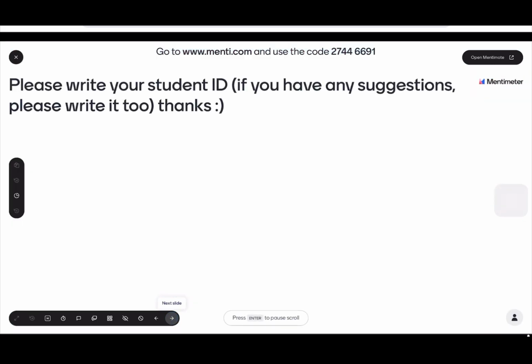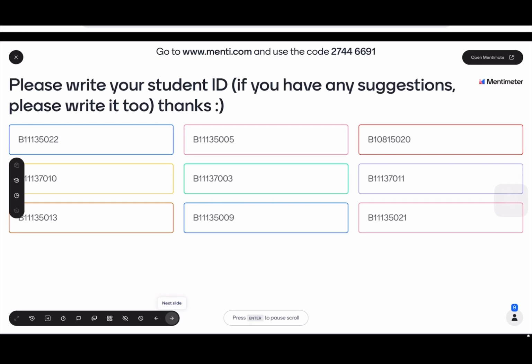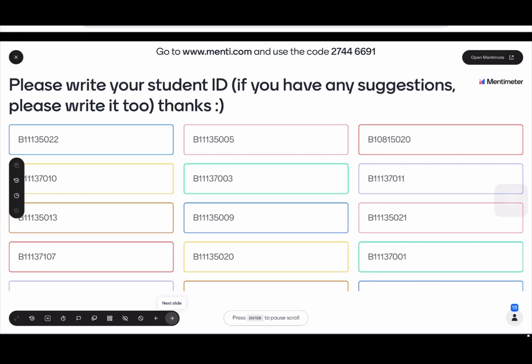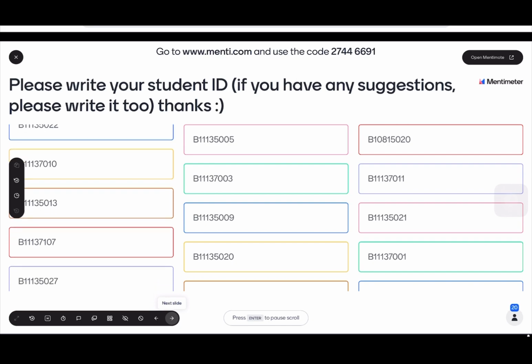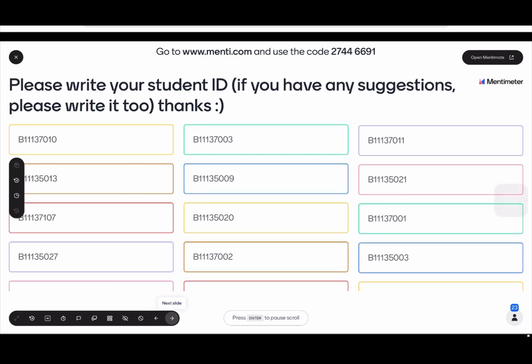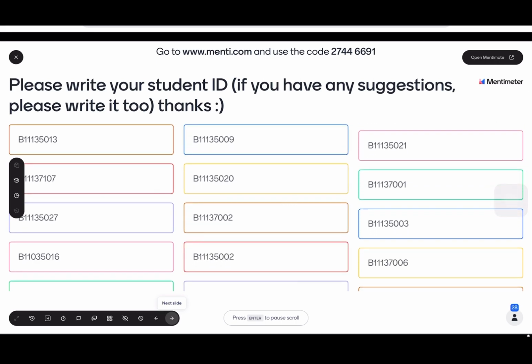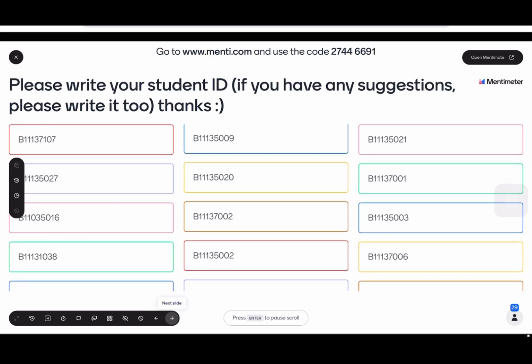If you have any suggestions, please write them first here. You can submit multiple times. You also need to submit your student ID, so I know which students came to the first class. If you haven't scanned the QR code, you can use the website www.menti.com and the number 2744-6691. If you have any suggestions, comments, or feedback, maybe based on your experience learning from the first calculus.